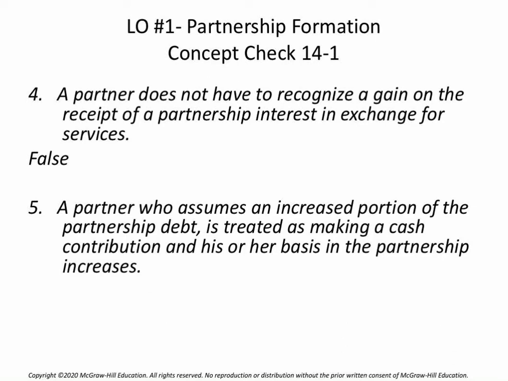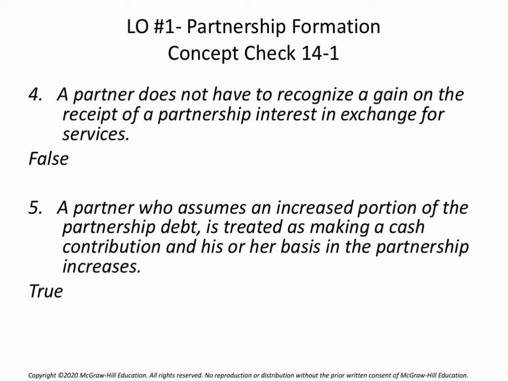Concept check 5, a partner who assumes an increased portion of the partnership debt is treated as making a cash contribution, and his or her basis in the partnership increases. So that is going to be true. Similarly in the example when we talked about the assumption of liabilities, where the individual that previously had the individual liability that's being assumed by the partnership, their basis decreases by the $1,333, $667 would be a basis increase for the other partners that are involved in that business venture and that partnership.